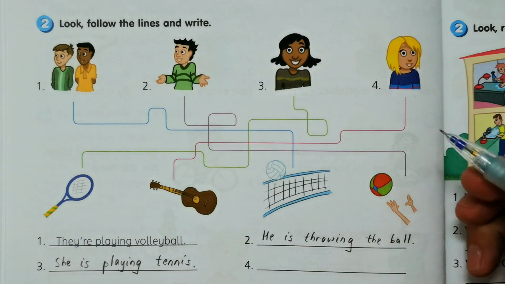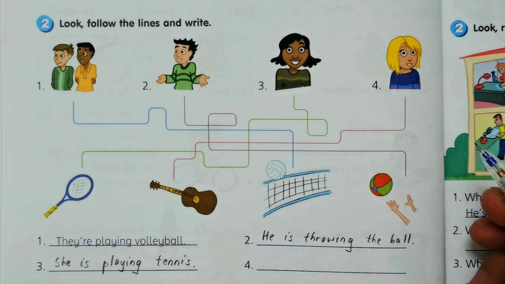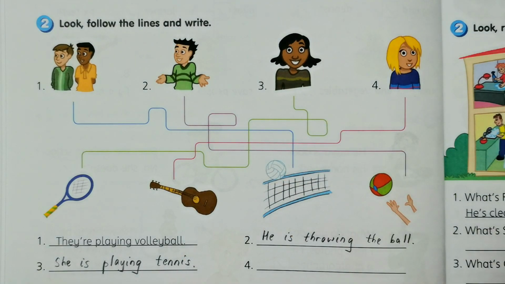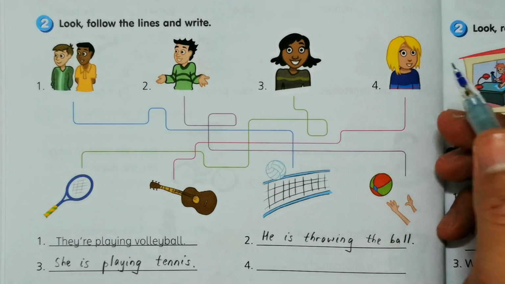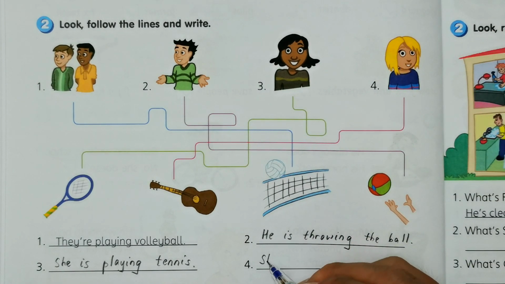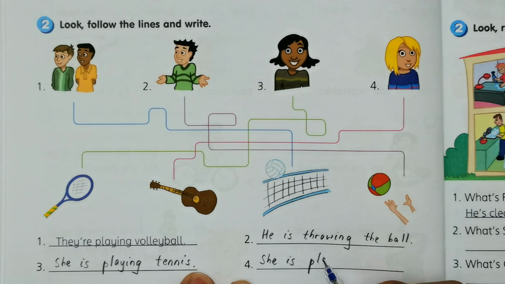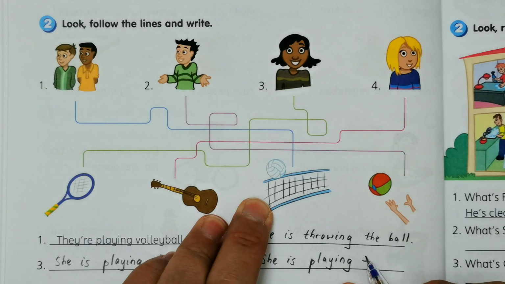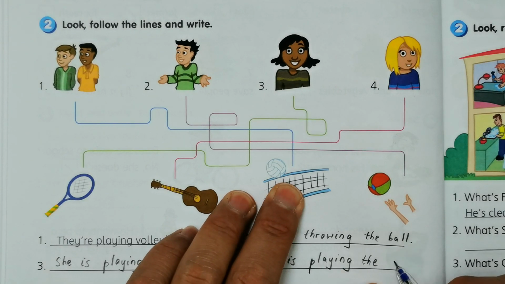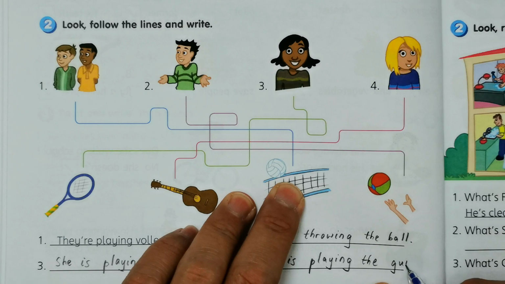And then number 4, we have this pink color here. It goes to this guitar. So again, this is a female, a girl. So she. The verb to be that we use is is. You can write the contraction form here if you like, but I just write in full form. So she is playing. The musical instrument is the guitar. Guitar, G-U-I-T-A-R, guitar.